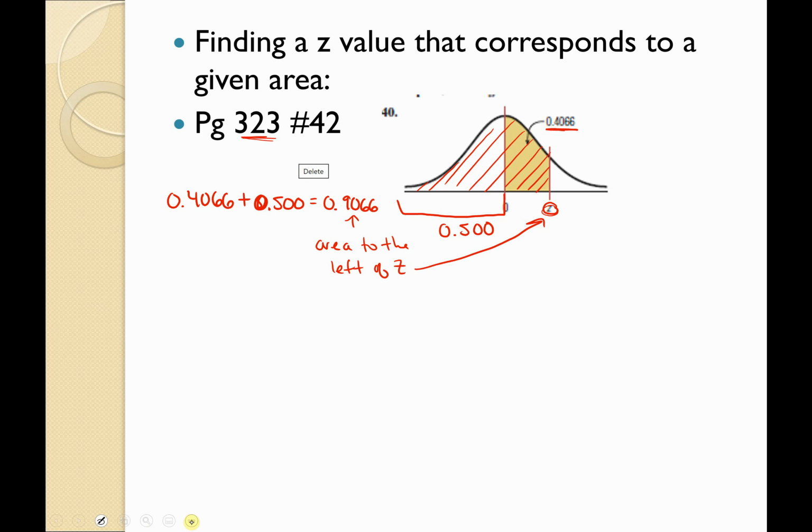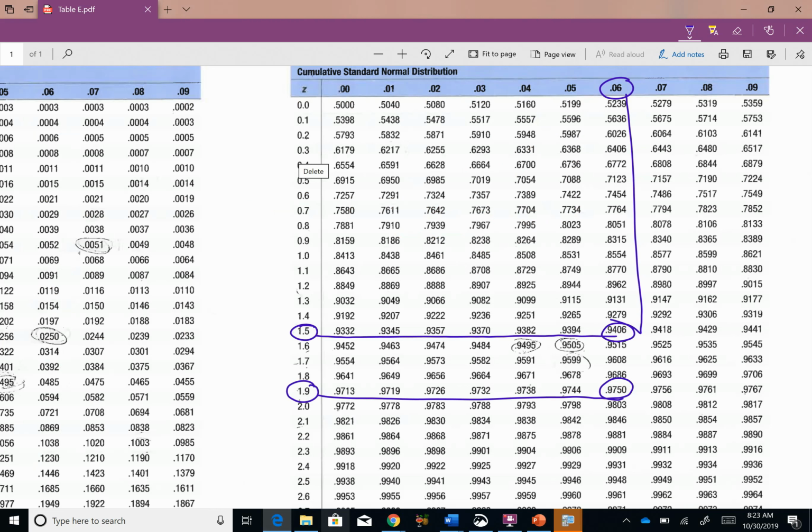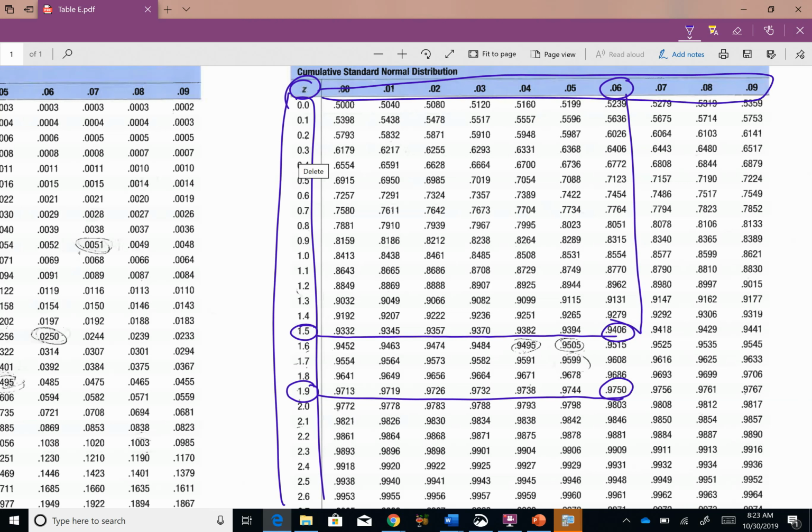Now if we switch and go to table E, table E is full of areas. Z values are out here in these columns. What we find in the body of the table are all areas to the left of z values. So we need to work our way backwards. I know the area. I need to work backwards and find the z.